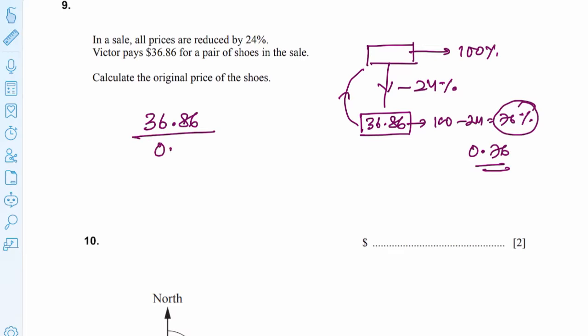$36.86 over 0.76. When you do this, you will get $48.42.50. Okay, this is the answer for this question. Got it, everyone, clearly?